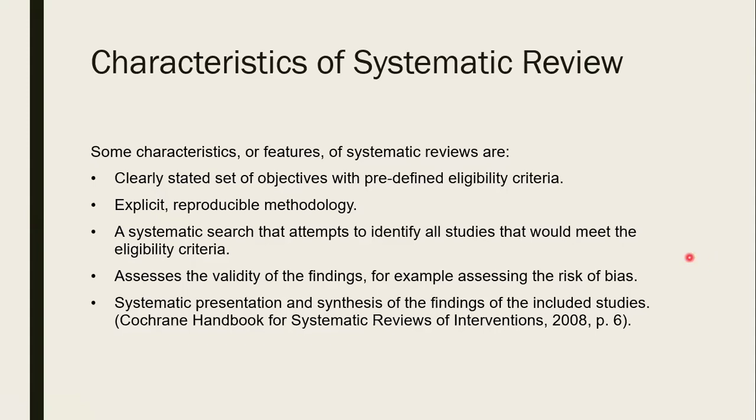Characteristics of systematic review. Some characteristics of systematic reviews include a clearly stated set of objectives with predefined eligibility criteria, an explicit reproducible methodology, a systematic search that attempts to identify all studies that would meet the eligibility criteria, assessing the validity of the findings, for example, assessing the risk of bias, systematic presentation and synthesis of the findings of the included studies.